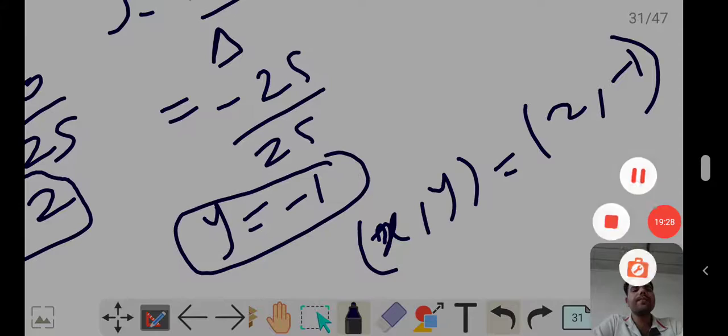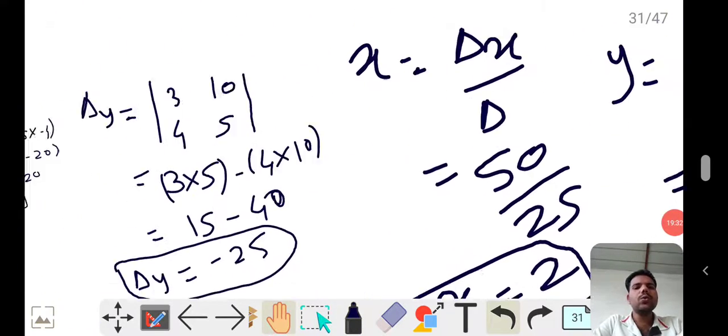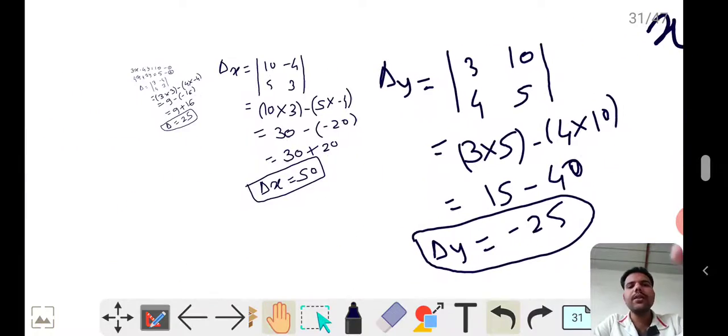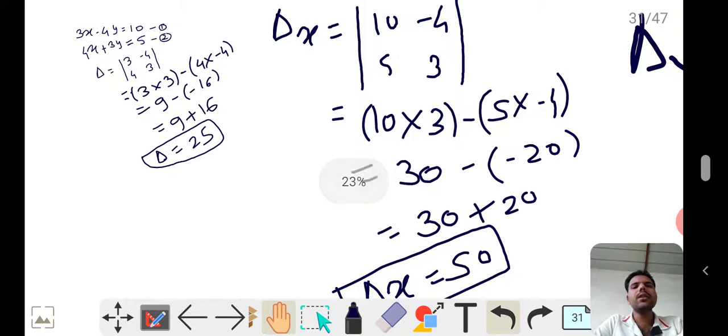So let's see, guys, what we have done to solve the simultaneous linear equations by Cramer's method. First we calculated the delta determinant. To calculate the delta determinant, we just omitted the constant terms and took the determinant of the coefficients of both the variables from both the equations. So we get delta as 3 4, minus 4 3. We solved this determinant to calculate the value of delta.